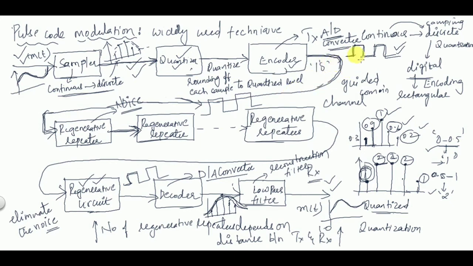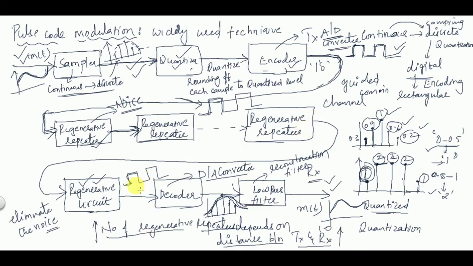The output of the A to D converter is a rectangular pulse. This rectangular pulse is passed through the channel. In the channel we have regenerative repeaters, because due to noise the amplitude of this rectangular pulse gets suppressed. So in order to restore the amplitudes, we have regenerative repeaters. The number of regenerative repeaters depends on the distance between transmitter and receiver. If the distance is more, we require more regenerative repeaters.